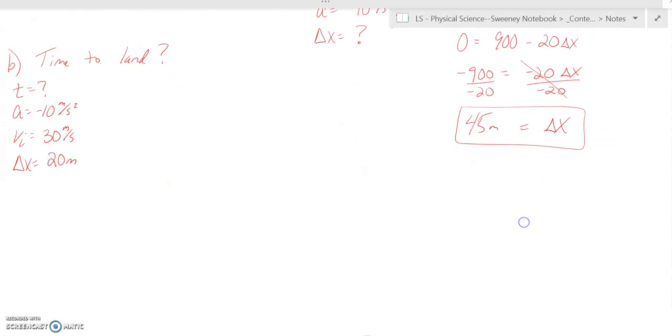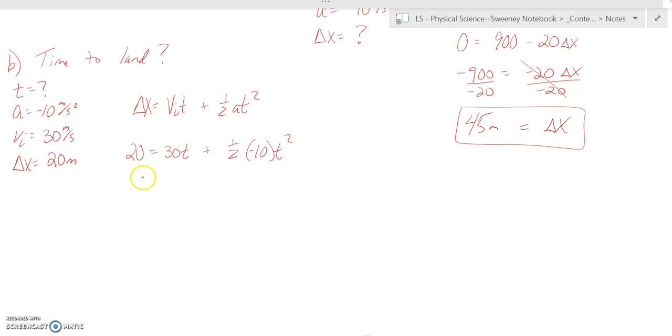So giving ourselves some space here, we're going to use the delta x equals v_i t plus half a t squared equation. So we can plug in our information. We know 20 is our displacement. Initial velocity is 30 times time plus half, -10 times time squared. At this point, you should be looking at it and saying, uh-oh, we've got a time and a time squared in the same equation. This is shaping up to need the quadratic.